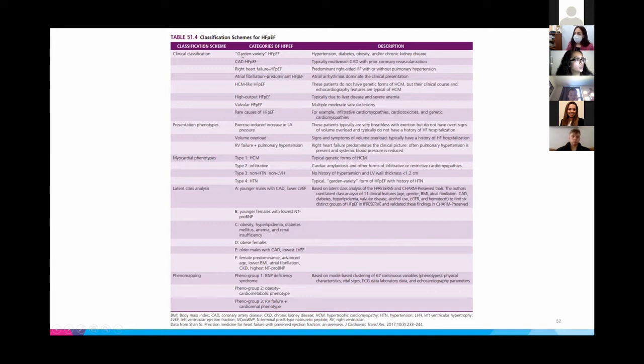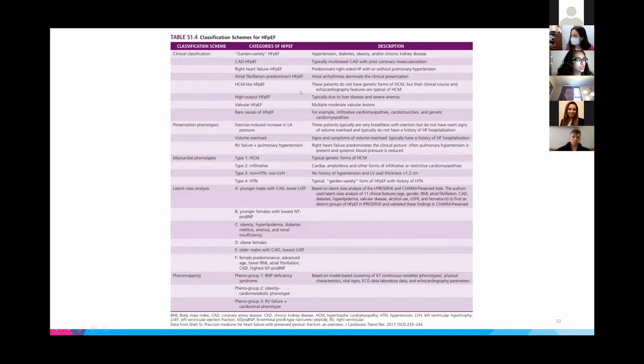But you can see garden variety HFpEF is usually the hypertensive, diabetic, obese patient, who can have kidney disease. Then you have CAD associated with it, right heart failure, and atrial fibrillation being predominant, and you'll see that with a lot of patients who have atrial arrhythmias.